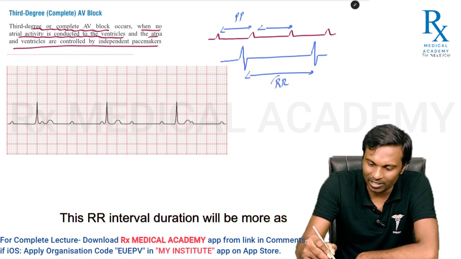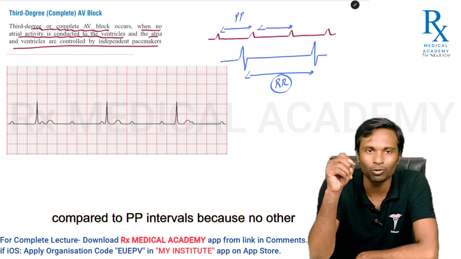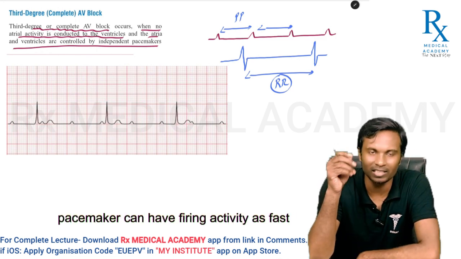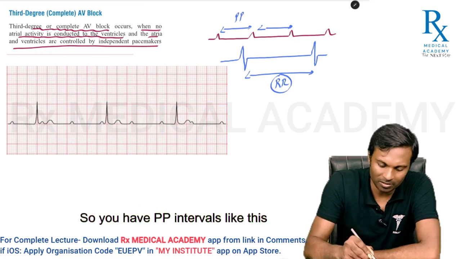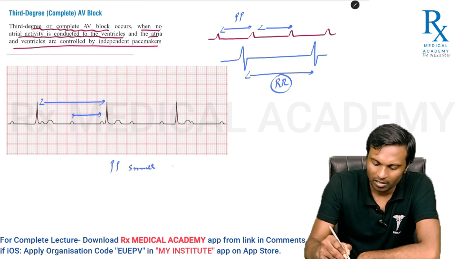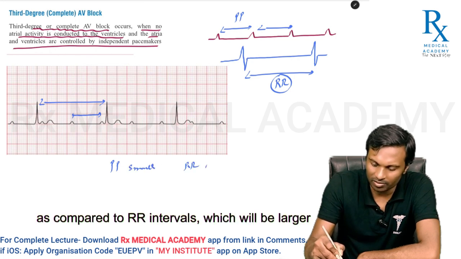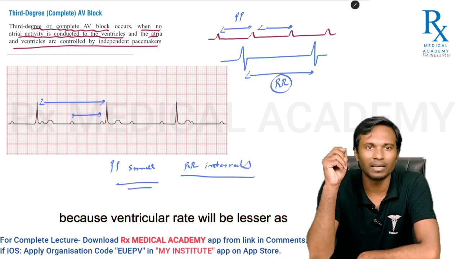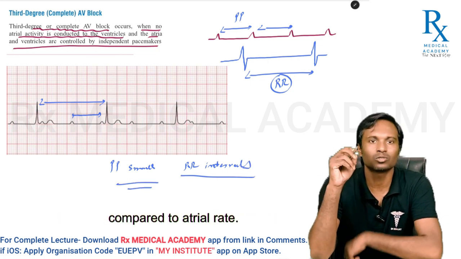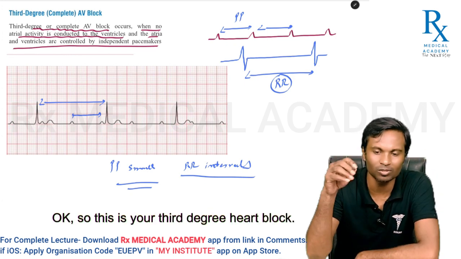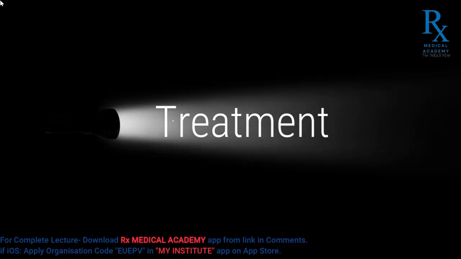This RR interval duration will be more as compared to PP intervals because no other pacemaker can have firing activity as fast as SA node. So you have PP intervals like this and you have RR intervals. PP intervals will be smaller as compared to RR intervals, which will be larger because ventricular rate will be lesser as compared to atrial rate. So there is complete asynchrony between atria and ventricles. So this is your third degree heart block.